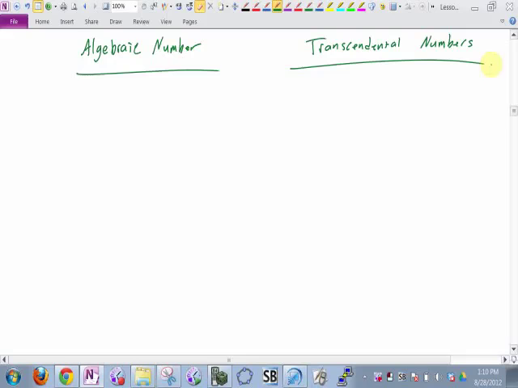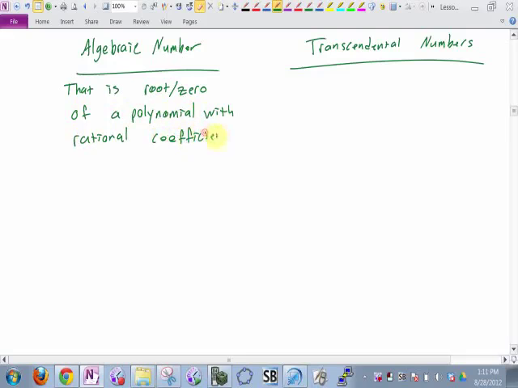The definition of an algebraic number is a number that is a root, or more commonly you probably use the word 0, of a polynomial, specifically a polynomial with rational coefficients. So any number that can be the root of a polynomial with rational coefficients is called an algebraic number.